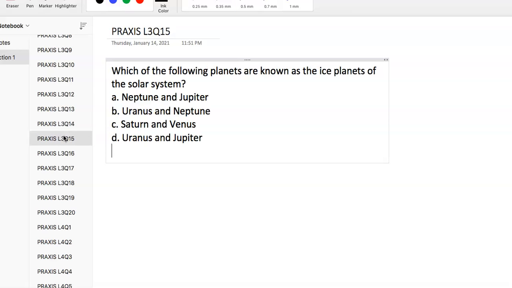And question 15. Which of the following planets are the ice planets of the solar system? And that would be Uranus and Neptune. Answer choice D. An ice giant is a giant planet composed mainly of elements heavier than hydrogen and helium, such as oxygen, carbon, nitrogen, and sulfur. So the two known ice giants in the solar system that have these qualities are Uranus and Neptune.